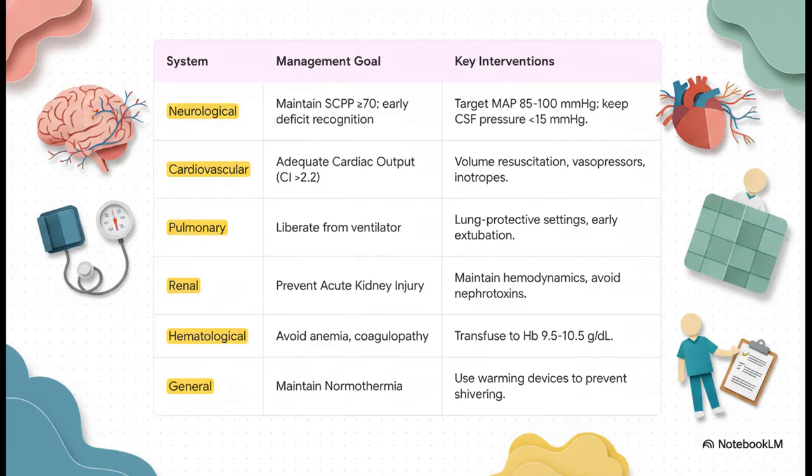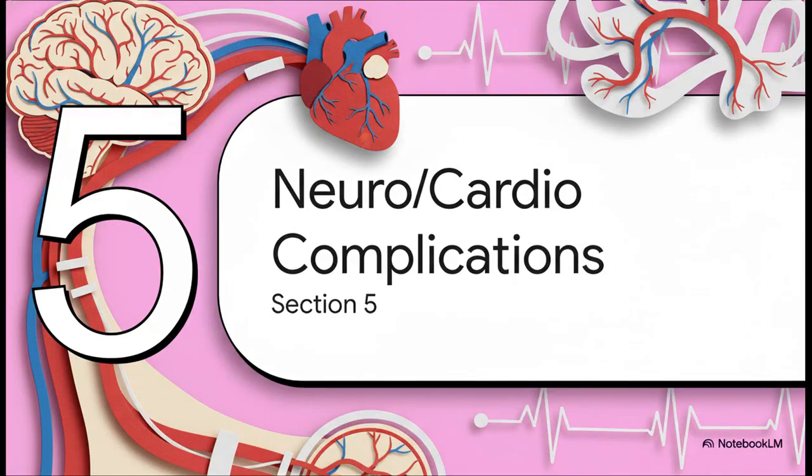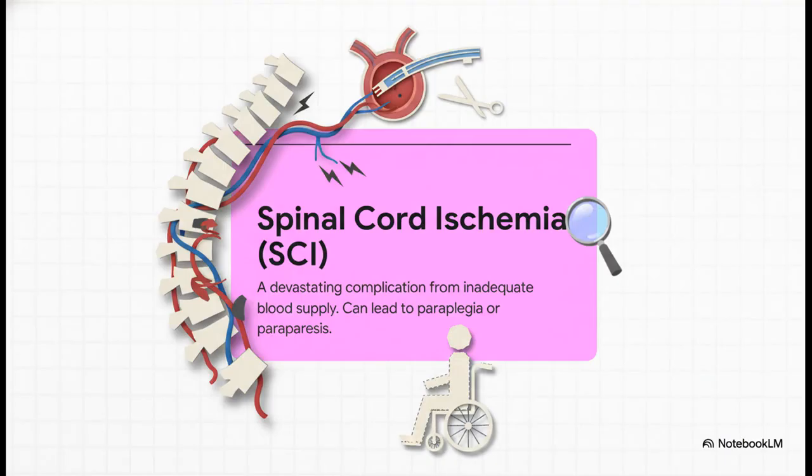Okay, let's talk about the things that can go wrong. We work so hard to prevent these, but we absolutely have to be ready to jump on them the second they happen. We'll focus first on the big ones, neurologic and cardiovascular events. Spinal cord ischemia. This is, without a doubt, the complication we fear the most with big thoracic aortic repairs. It is just a devastating event, one that can leave a patient permanently unable to walk. And understanding how it happens is the first step towards stopping it.